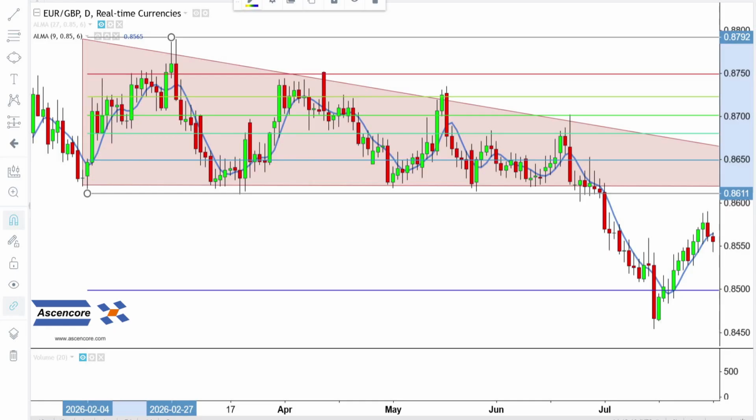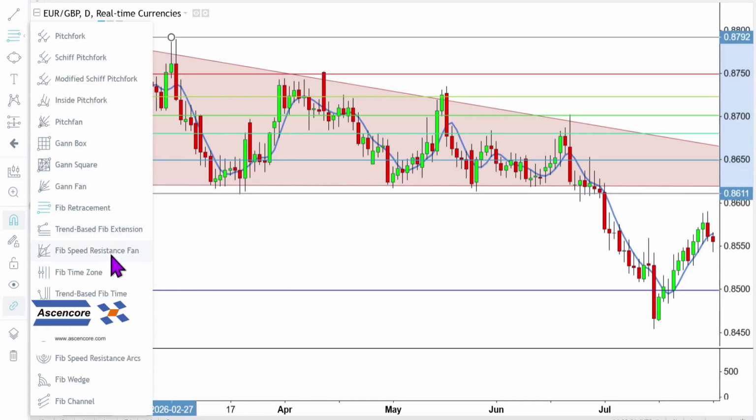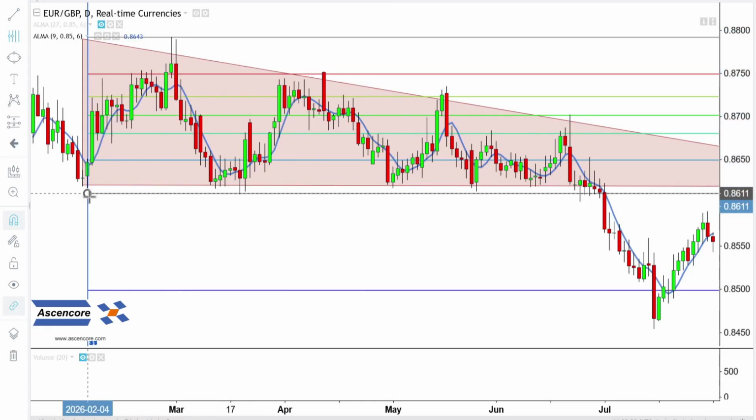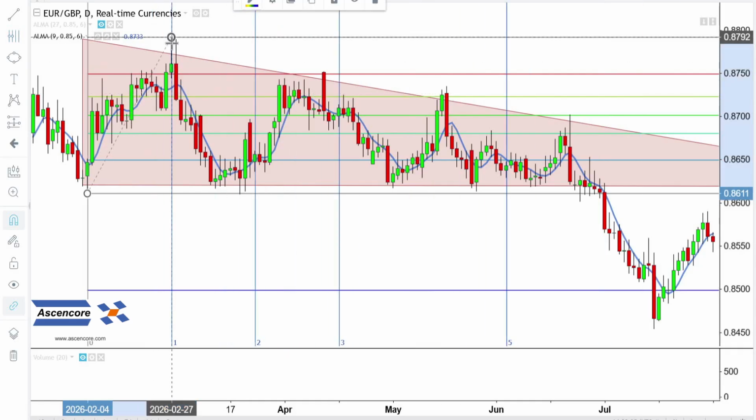Then in terms of the element of time, we can add a Fibonacci time zone, but since this is a descending triangle, we aren't that interested in swing points during the triangle's development. We're mostly focusing on the time range when the pattern is more likely to complete, so it's useful to place a Fib time zone on that first upswing.